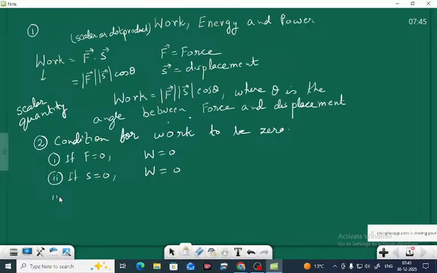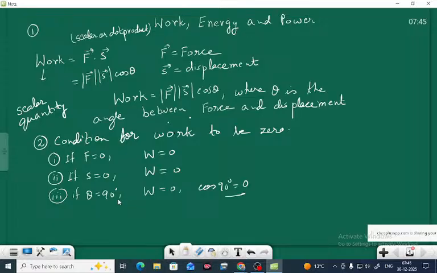And our third condition is that if theta is equal to 90 degrees, in that case also work done is equal to 0. Why? Because we know that the value of cos 90 is equal to 0. So in these three cases, if F equal to 0, if S equal to 0, or theta equal to 90 degrees, we get the value of work as 0.